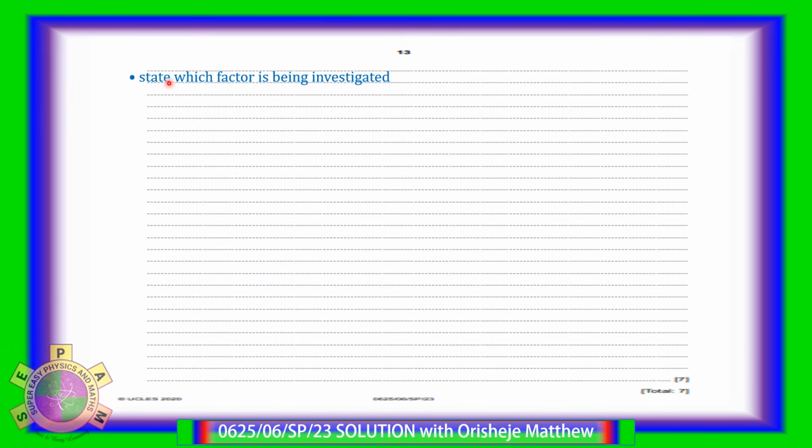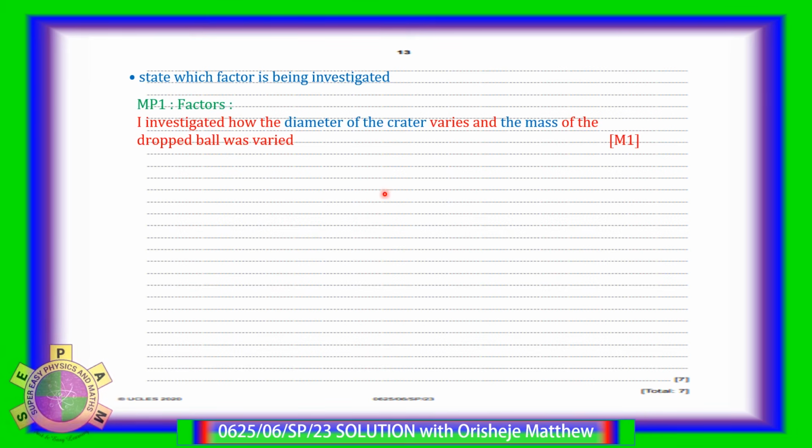So let's take each of them one by one. State which factor is being investigated. So that is the first 1 mark. I investigate how the diameter of the hole varies as the mass of the ball dropped was varied. So once you use a ball of bigger mass, how does it affect the size, the diameter of the hole? I'm talking about from end to end. So you measure that. You have 1 mark for stating that.